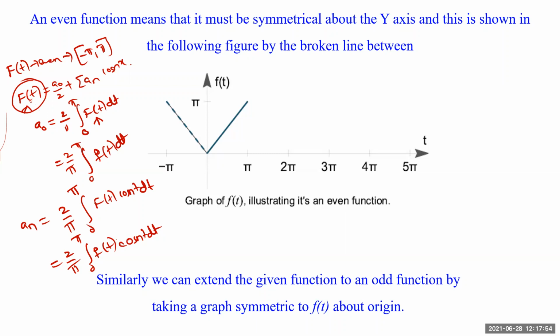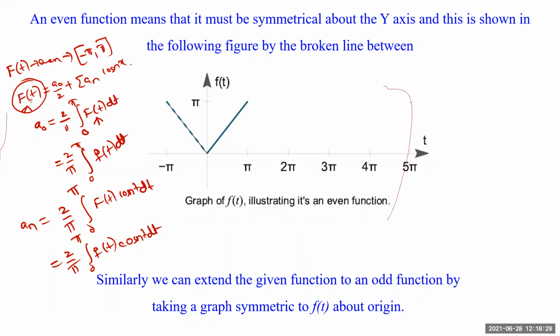Understand this point? You are given some function which is defined in the interval 0 comma pi, and you have extended that as an even function, and therefore for that even function we got the Fourier series only in cosine terms. And understand this is the Fourier series in the half interval 0 comma pi. Therefore, because you're getting the series in cosine terms, we call this the half range cosine series.